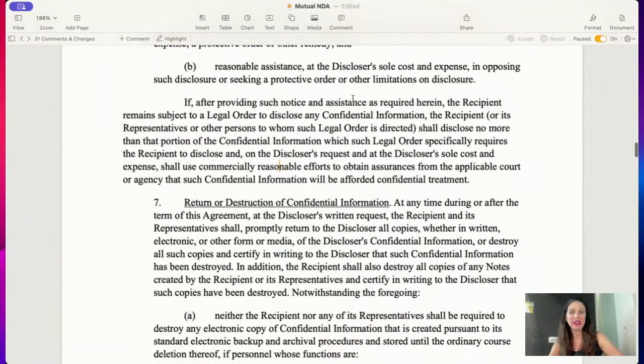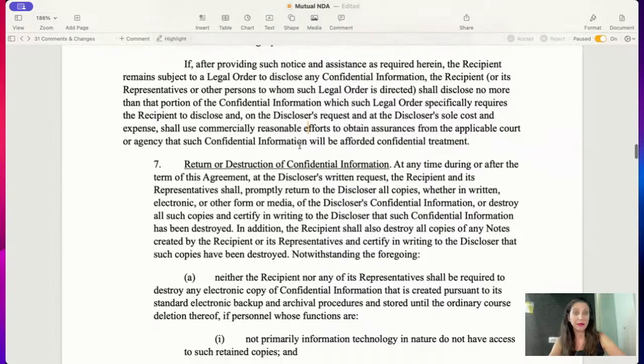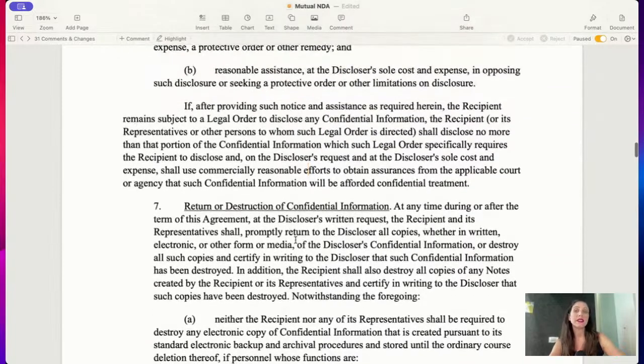And if after providing such notice and assistance as required herein, the recipient remains subject, the recipient shall disclose no more than the portion of confidential information required. So same thing that I held earlier with the recipients getting the information, right? You don't just get to give all 10 data fields if they only need 3 of them. That's what this is saying too: if the FBI or the court or the agency only needs 3 of the data fields, you only get to give them 3, not all 10. Okay. So that completes that.